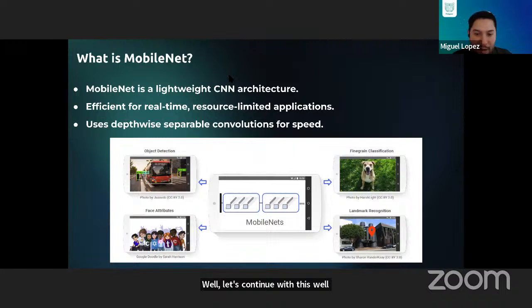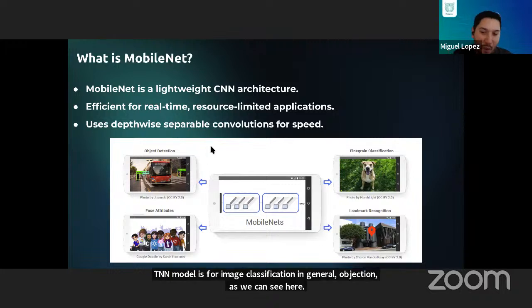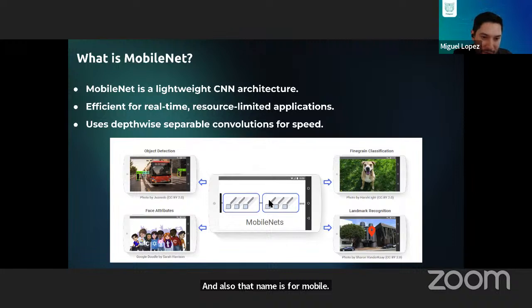MobileNet, as we were talking about before, is a lightweight model. It's a CNN, used for image classification in general and object detection, as we can see here. The name is for mobile, that's why it has that name. You have this picture here, and it tries to be efficient for real-time, resource-limited applications, etc. So this is one of the models we talked about before.